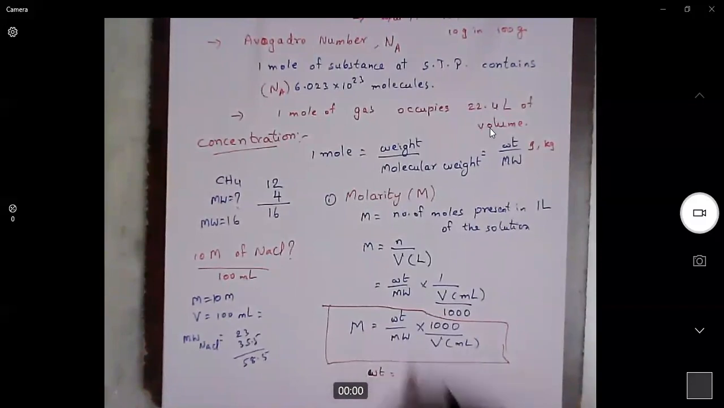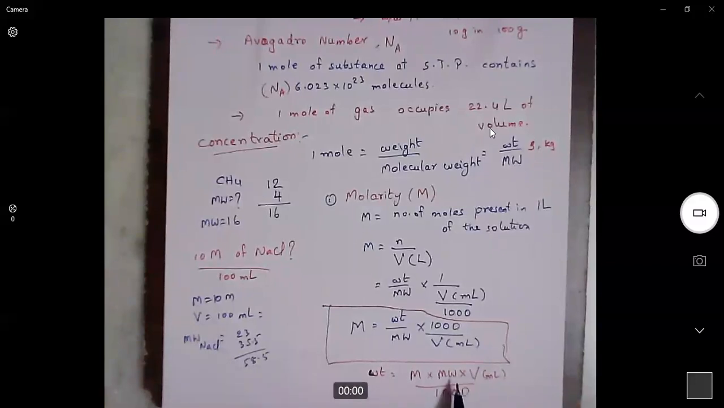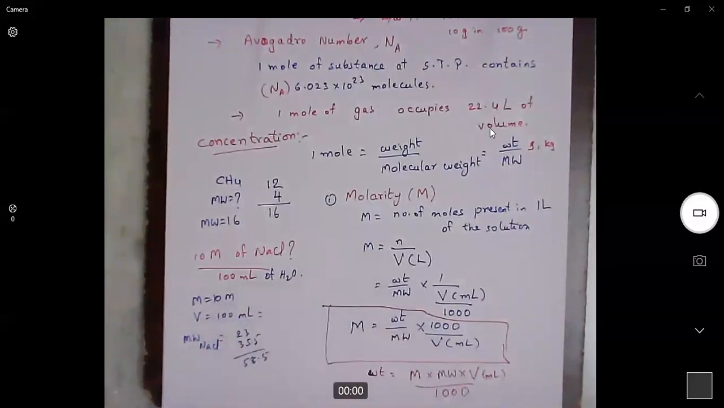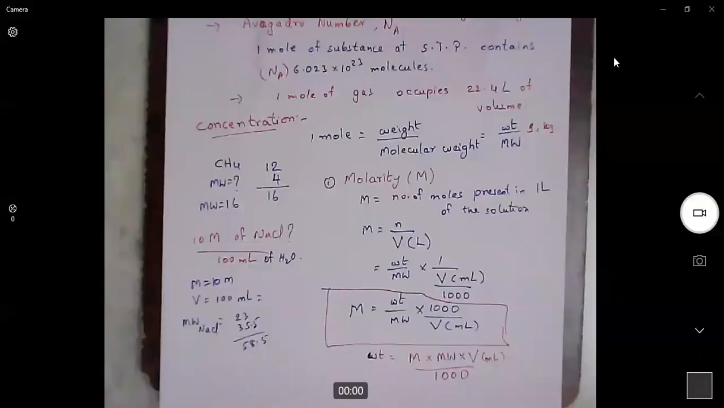Weight is equal to molarity into molecular weight into V in ml divided by 1000. So rearrange this formula. We know 10 molar, we know molecular weight, we know volume in ml. So substitute all these terms and we will get weight. Whatever amount we get, that much amount has to be dissolved in 100 ml of water. Please calculate this.